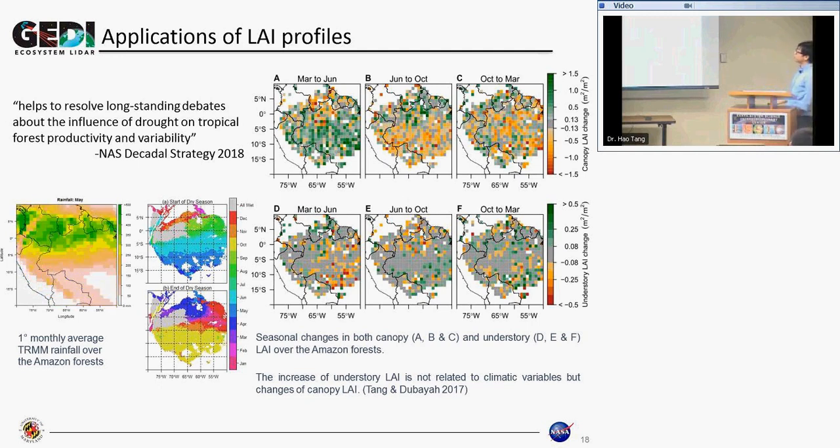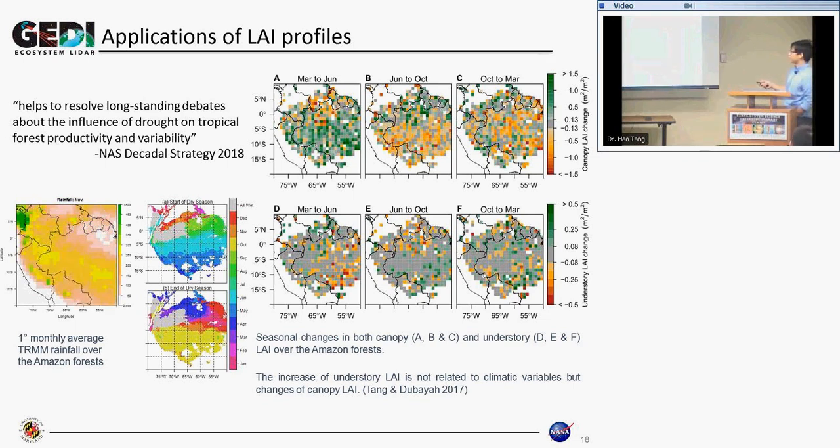And then there's a bit of work I've been doing, called out by the NAS Decadal Survey, saying it helps resolve the long-standing debates about the influence of droughts on tropical forest productivity and variability. So it goes back to the original argument, whether Amazon forests green up during the dry season, as in a couple of communications on this topic. I would love to see what the season means in the Amazon. About that dry season, most of the time they talk about June or July to August in the central Amazon, which is only one tiny part here.